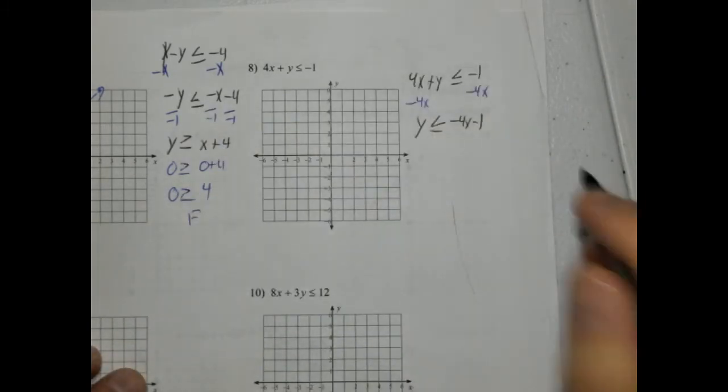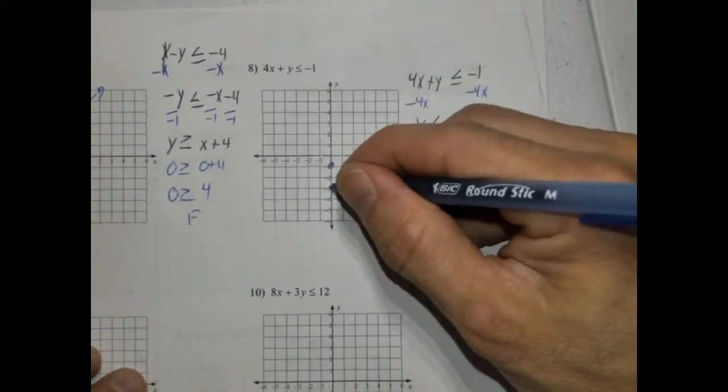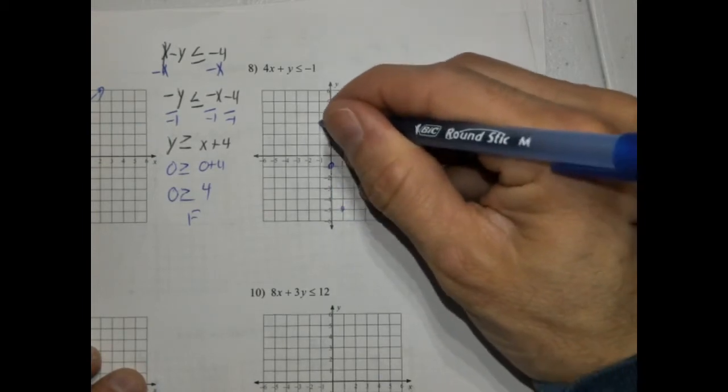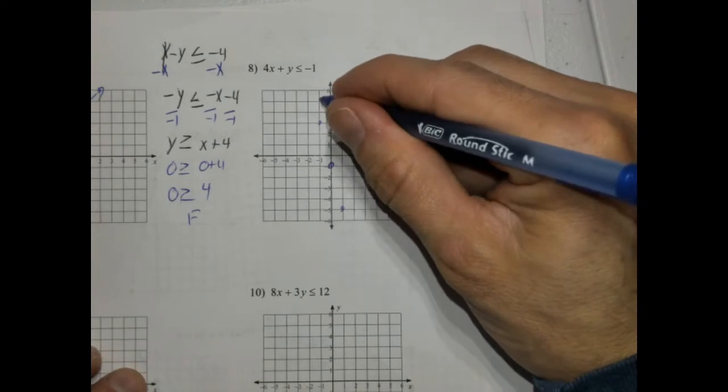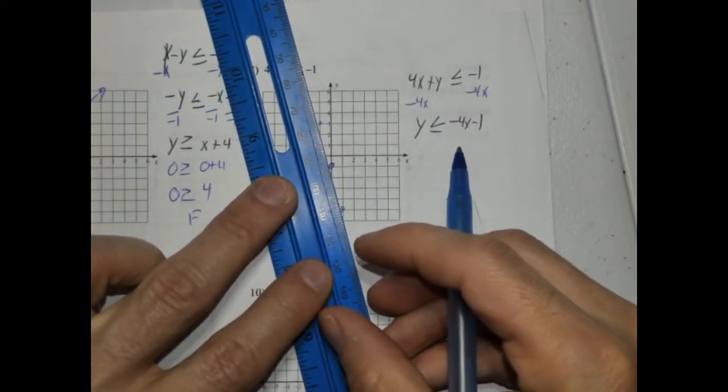All right, so our y-intercept is going to be -1. Our rate of change is -4. So we're going 1, 2, 3, 4, right 1. And 1, 2, 3, 4, left 1. 1, 2, no, we can't fit the other one. And this is going to be a solid line because it's inclusive.